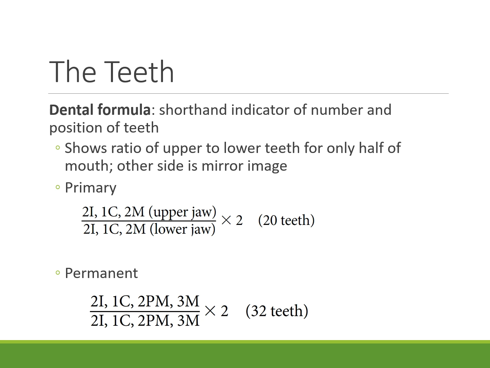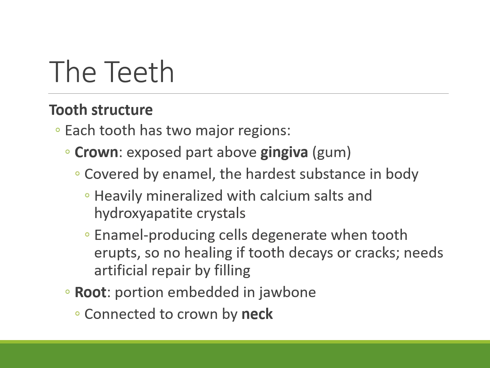And so we have the primary teeth, and they give you the abbreviation: 2 incisors, 1 canine, 2 molars, that kind of thing. Upper jaw, lower jaw, those are your primary teeth for 20 teeth, and then how you get your permanent teeth, which is 32 teeth. The tooth structure, each tooth has 2 major regions.